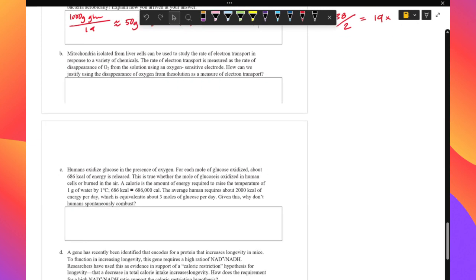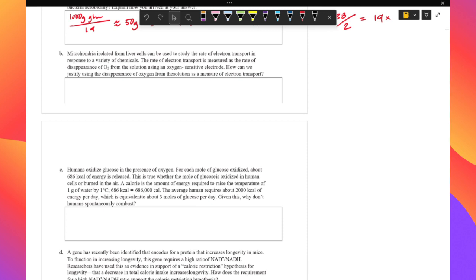All right. Mitochondria isolated from liver cells can be used to study the rate of electron transport in response to a variety of chemicals. The rate of electron transport is measured as the rate of disappearance of molecular oxygen from the solution using an oxygen-sensitive electrode. How can we justify using the disappearance of oxygen from the solution as a measure of electron transport? So let's recall the balanced equation for aerobic respiration.